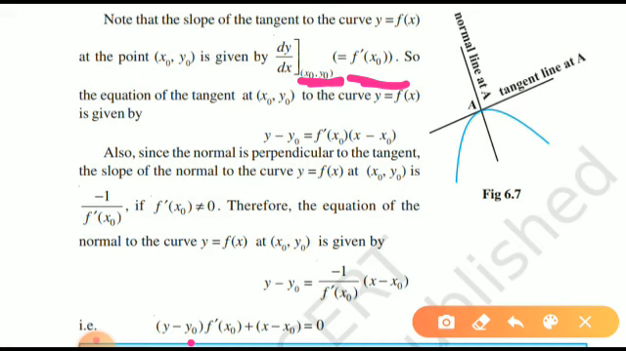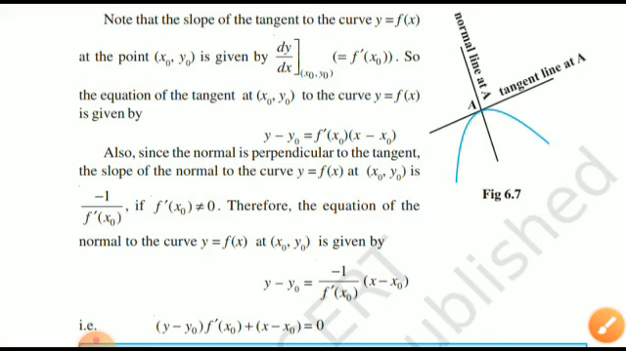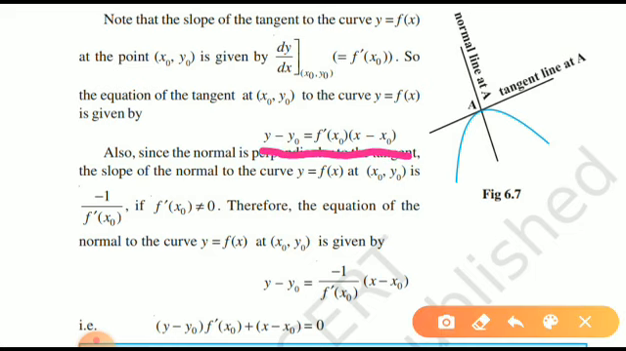So can I say the equation of the tangent at point x0, y0 to the curve y equal to f of x will be given by y minus y0 is equal to f dash of x0 into x minus x0. Yes, previously we have seen what it was.